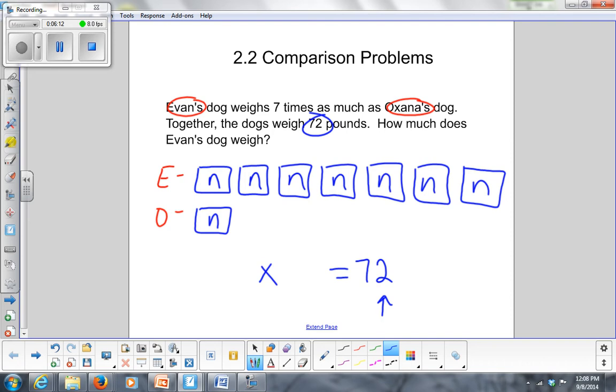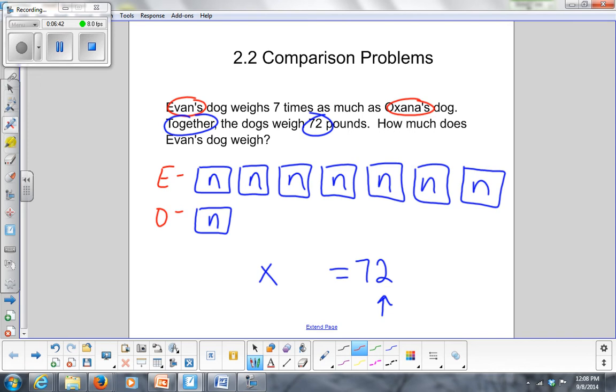Okay, but there's a word in the word problem that tells me that I should count all of those boxes together. What word could that be? Lucas. Together, right? And together tells me to what? Again. Together tells me to? Add. Everybody. Add. Good. So I'm going to add Evan's dog, which how many are Evan's dogs? 8. No, how many boxes are there?